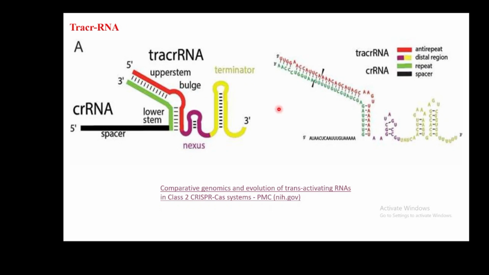Okay, tight co-evolution. In one species, if you do the mutation in the bulge region, there is no change in the editing efficiency. But if you take the tracer RNA from some other species and make the same mutation, there may be a complete loss of editing efficiency. So there is a very tight evolution, you can say. This is basically the tracer RNA, and it is also very important.